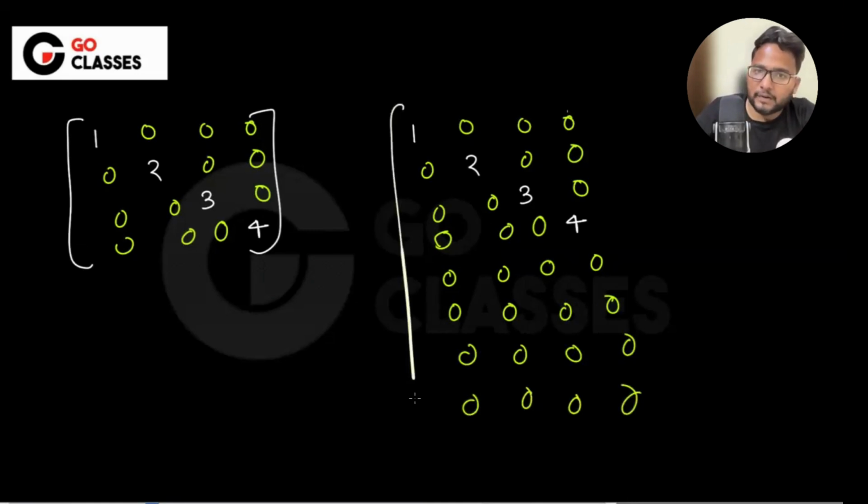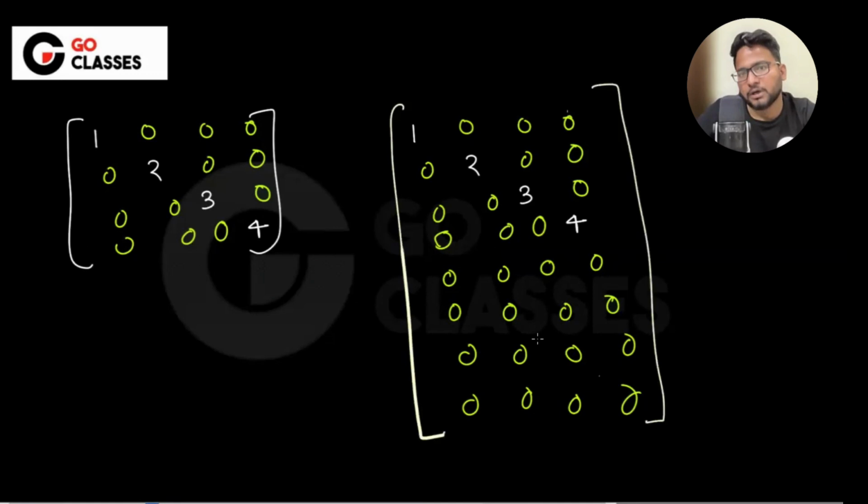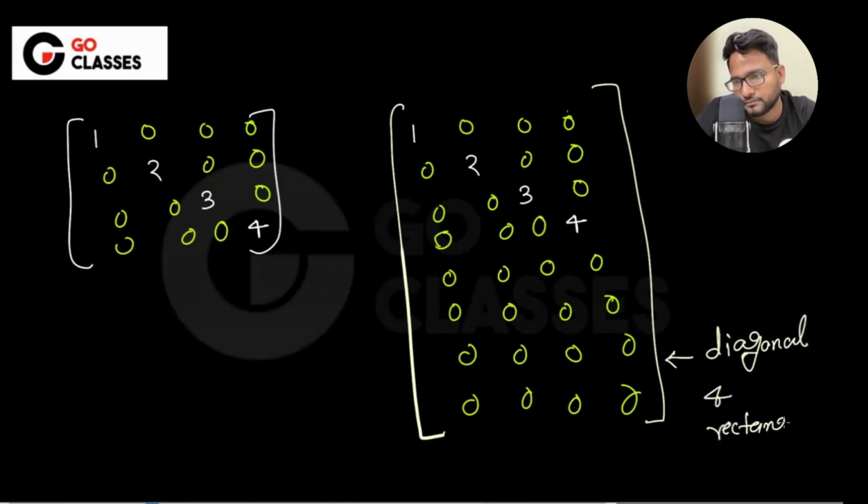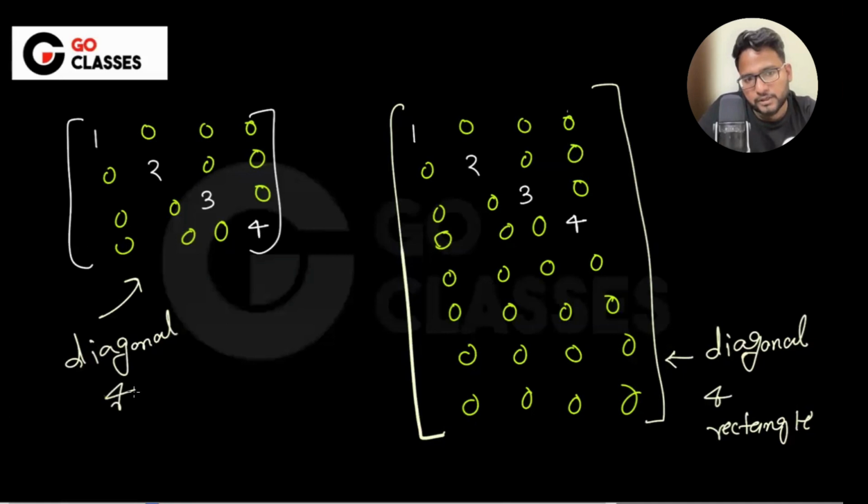So this is a rectangular matrix which we are calling a diagonal matrix. It will be diagonal on the principal diagonal, and apart from that, every other entry will be zero. So this is diagonal and rectangular. This is diagonal and square.